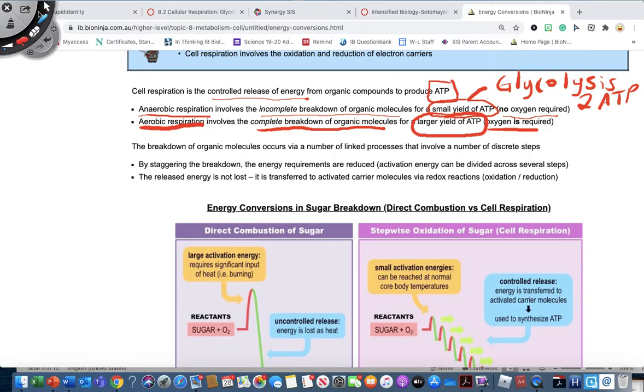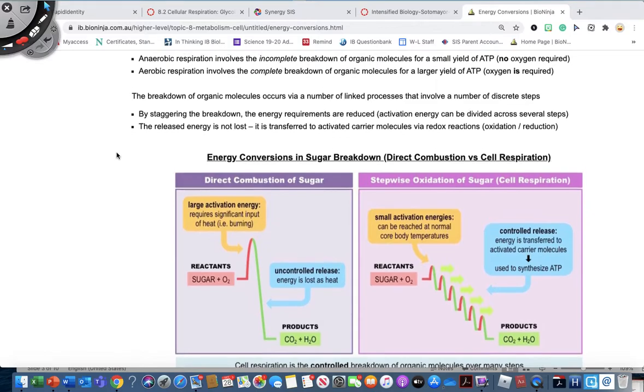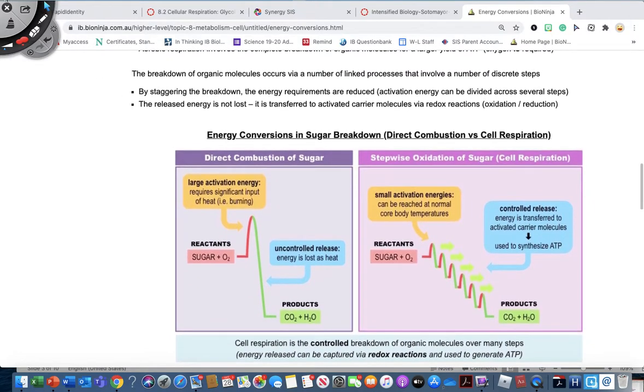So now let's move on a little bit further. And there's a lot of information in this section. So here we see that when you break down an organic molecule like sugar, you can do so in 2 ways, right? You can do so through direct combustion, or you can do it through cellular respiration.